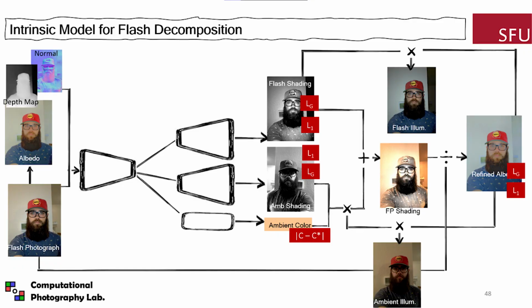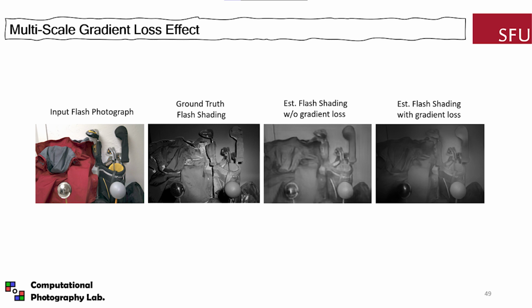We also utilize multi-scale gradient loss function, which is a loss function on the gradient of images to achieve spatial smoothness and sharp edges. Here we see that by adding the gradient loss, we get a more smooth and accurate flash shading. We also follow a similar design for flash shading generation.